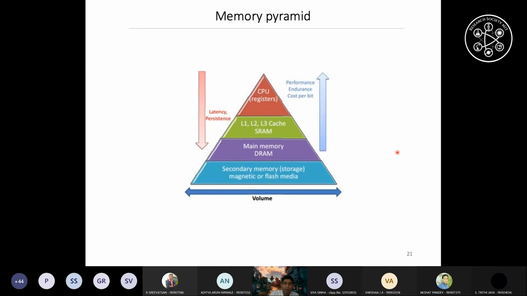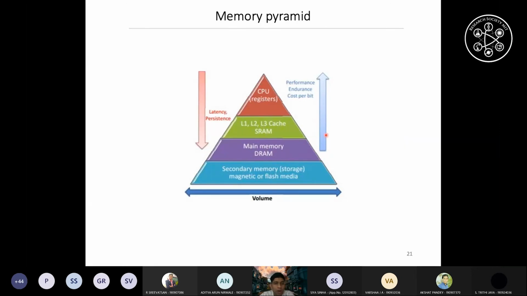If you look at the memory pyramid, there are many classes of memory. The hard disk comes here. Then we have the DRAM, the strip which we see in the computer. Then there is the cache memory, which is near the processor; you normally don't see it. And then there are CPU registers and so on. This is called a memory pyramid.